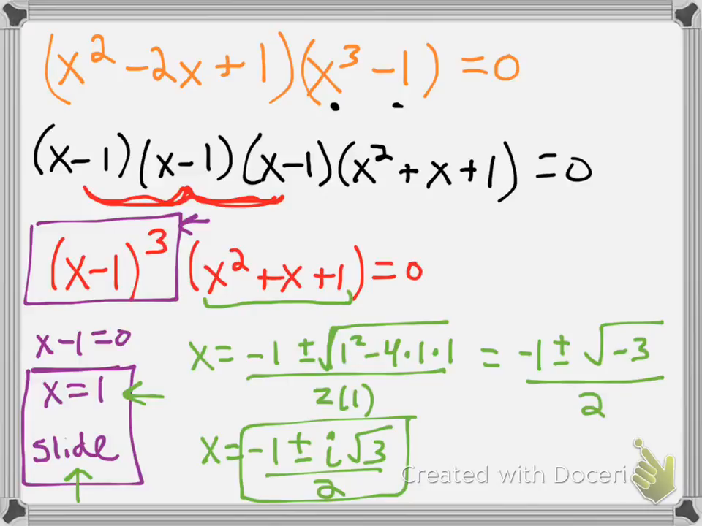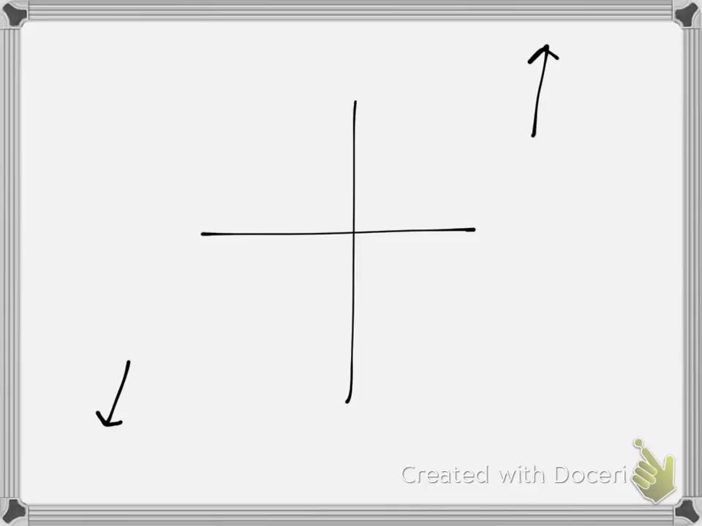And so I can sketch a rough portrait of this graph based off what we know. It was a positive x to the 5th. So I know the left end behavior is down and the right end behavior is up. And I know at positive 1, my graph is going to slide. So I'm just going to make it slide. And that's it, because that accounts for 3. The other 2 are imaginary.